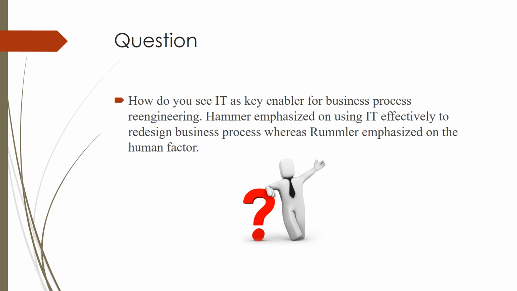Coming to the question: how do you see IT as a key enabler for business process engineering? Hammer emphasized using IT effectively to redesign business processes, whereas Rummler emphasized the human factor.